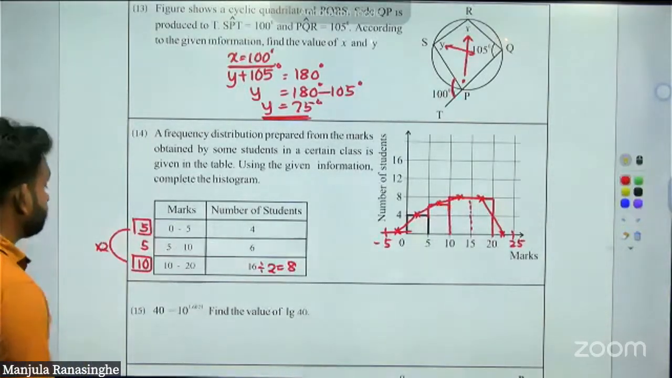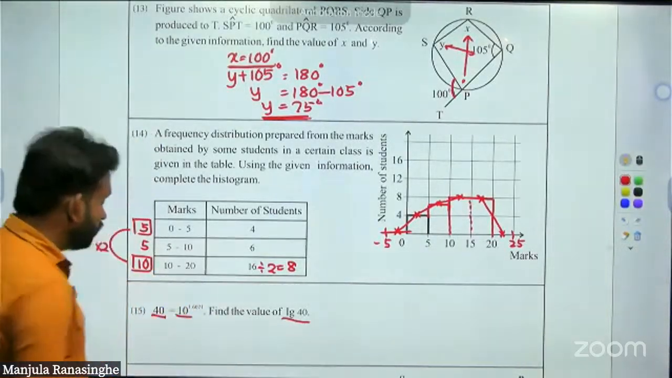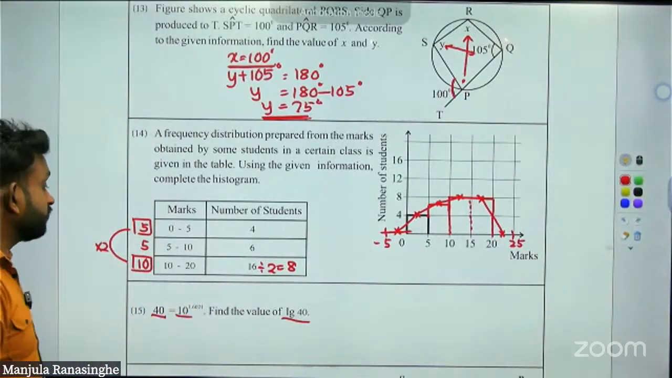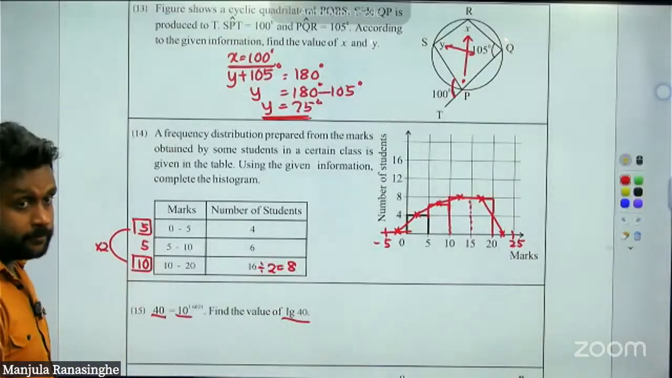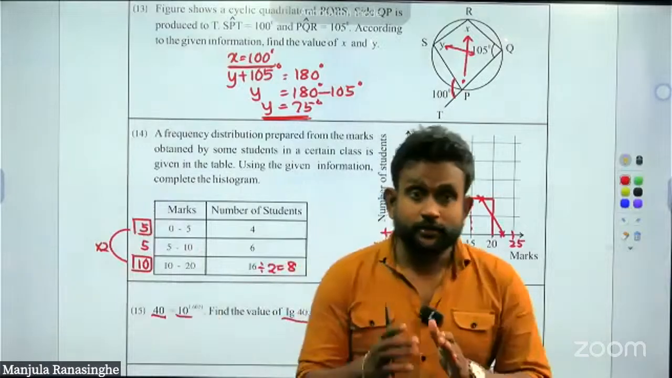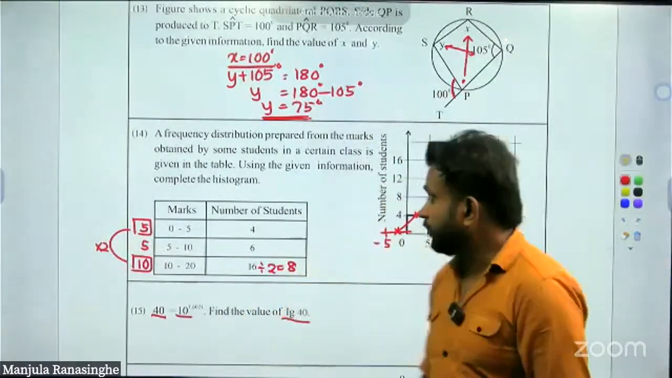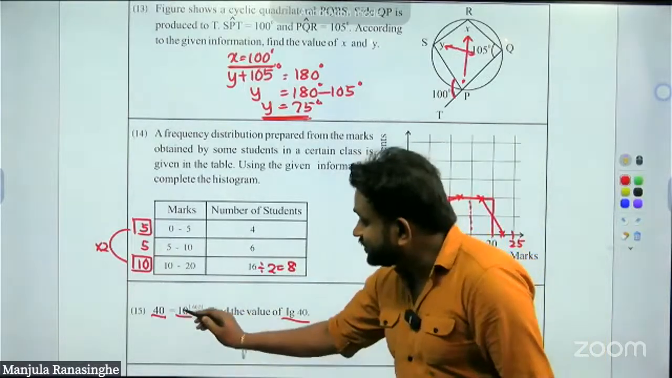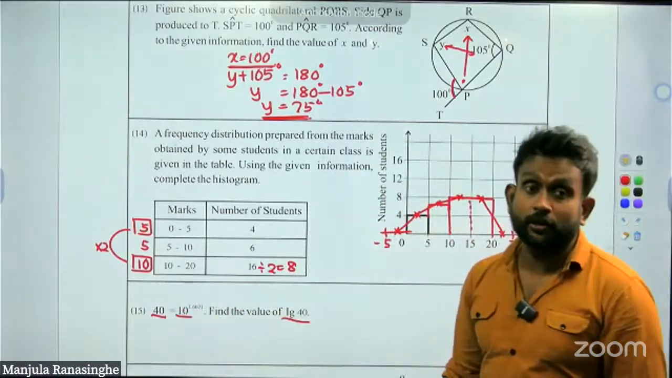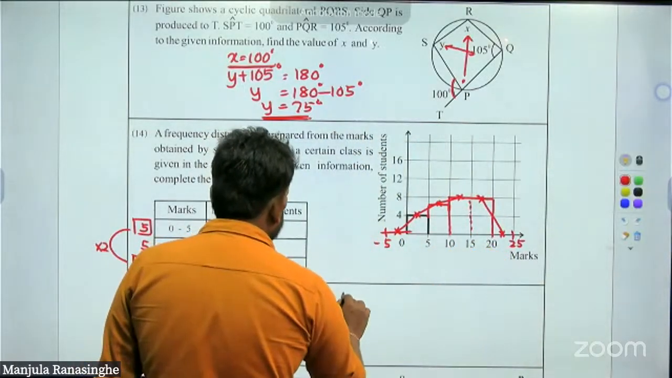Now check here. 40 equals 10 to the power this much. They are asking LG 40. LG means logarithm of base 10. Right, now I have told that all the time I ask you, right? Just conversion of log to the index, so index to the log. So how we do it here? That is the index format. You make it into the log format. Now we know how to take it to the log format.